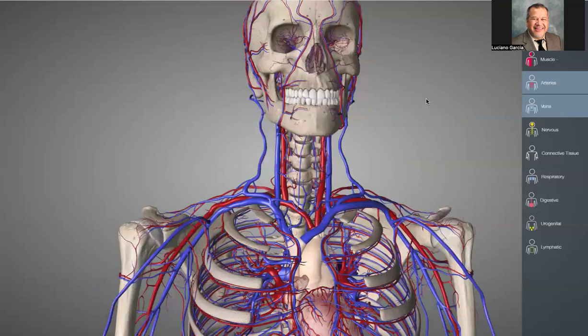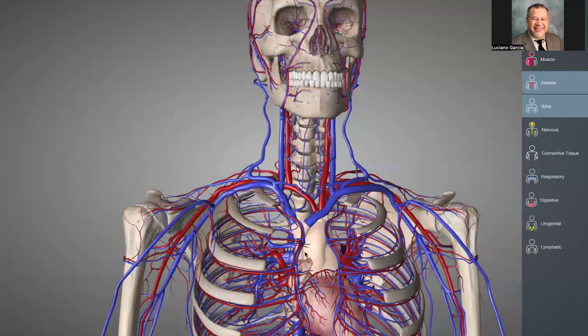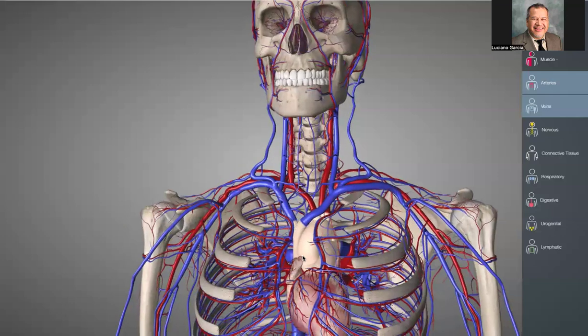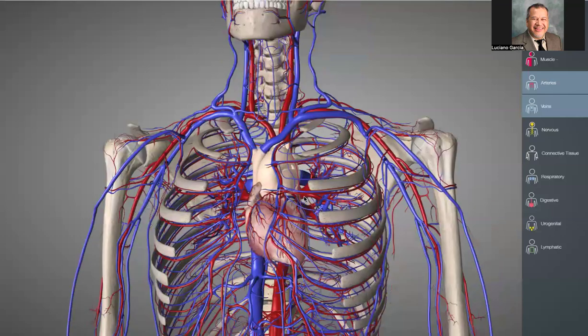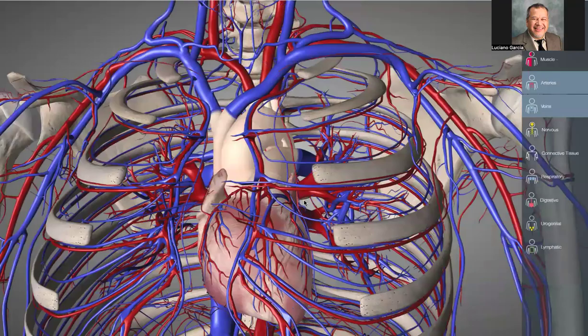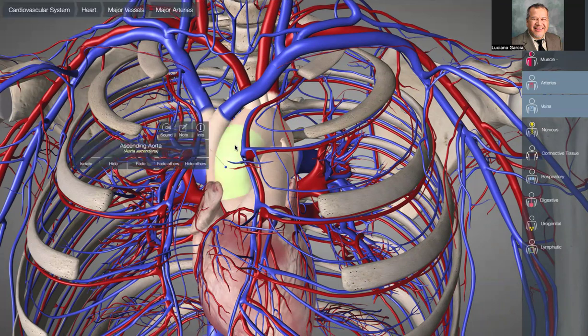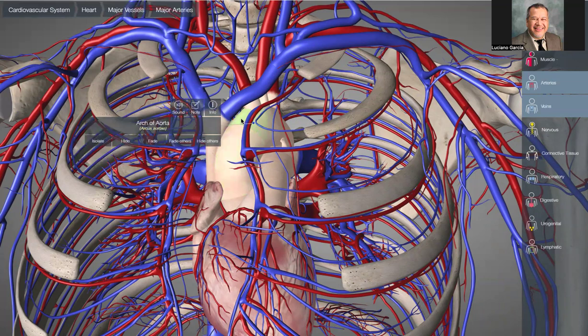So let's start at the heart. And let me get situated better. There we go. There's our heart. What I want you to see is this arch coming off. It's red. Red's coming off of it, so it's an arterial supply. And that's your aorta. That big thing is the aorta.